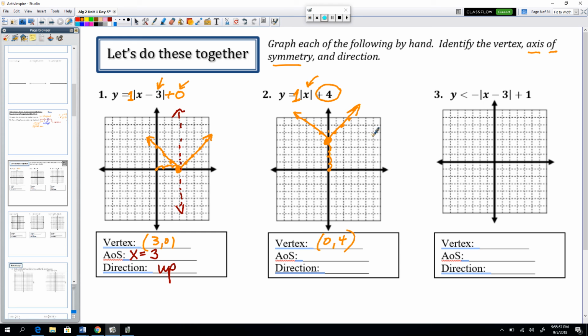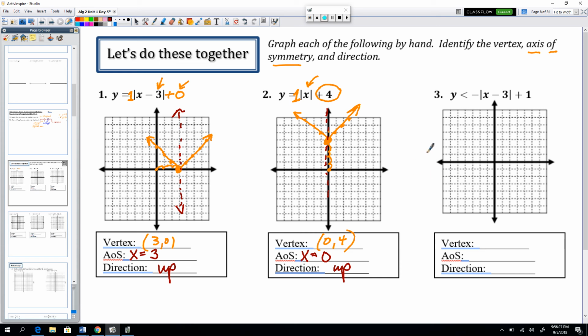Now we need to think about what is the axis of symmetry. What is the invisible line that would cut this in half if it existed in real life? What would cut this straight in half? We know that the axis of symmetry always has an x equals format. And in this case, x equals 0 would be the equation of the line cutting that in half. The direction of this graph is up. If any of that went too fast for you, go ahead and pause the video and rewind.